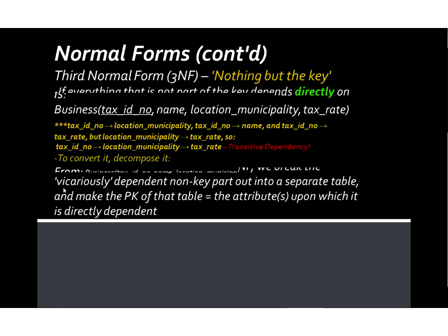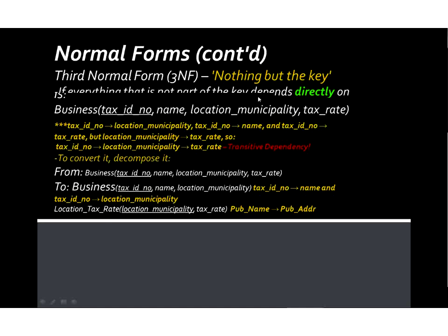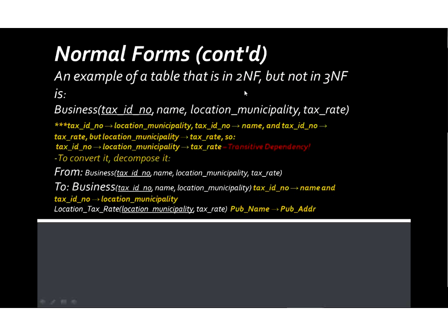And here we have an example. Here's an example of a table that's in second but not in third normal form. I hope this clears it up. So let's say we have a business. We have our tax ID number. That's a good primary key, right? We have a name. We have where it's located, let's say the municipality, and we have our tax rate.